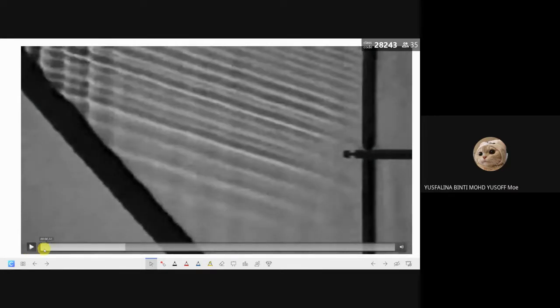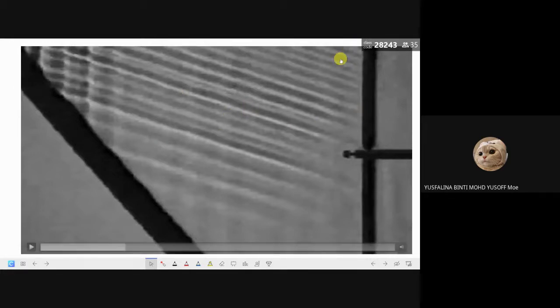Okay, so here just now we already learned, right? Before this, I explained about the dark fringes and the bright fringes. So you can see here, there are bright fringes and dark fringes. At the position of the bright fringes, there must be a crest at that time, but at the dark fringes is actually the drop. So you can see there is bright and dark, right? Okay, so here is the reflection of wave.